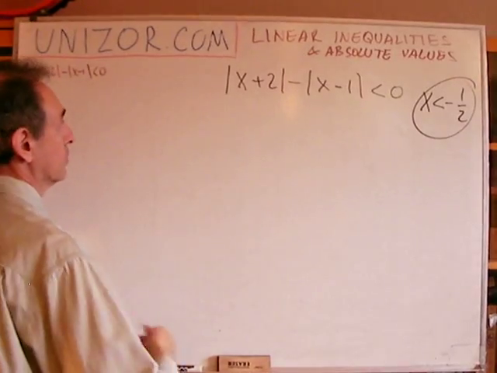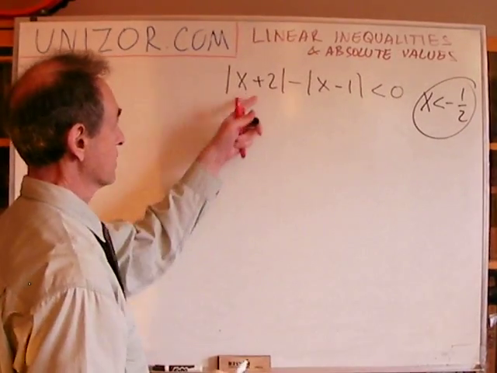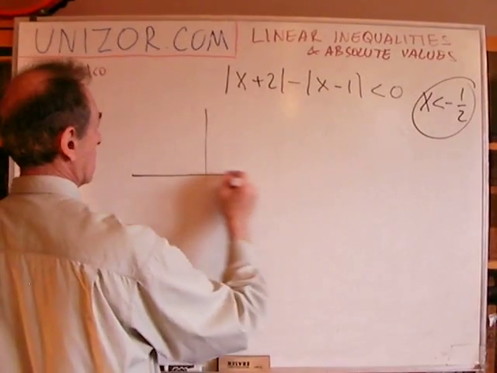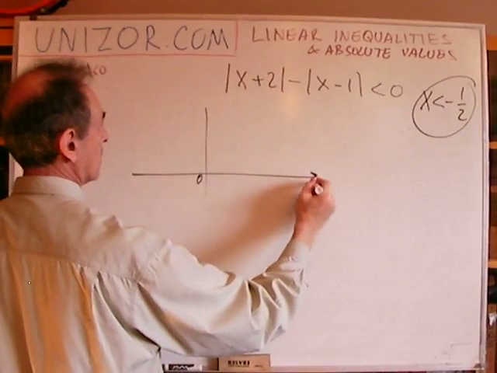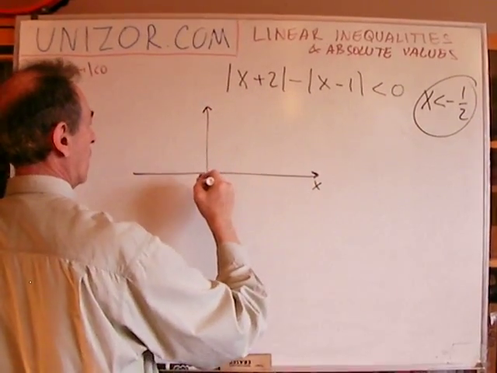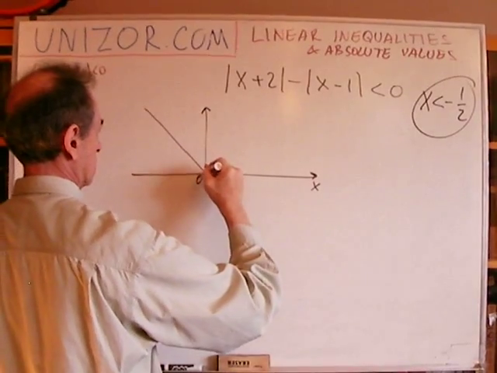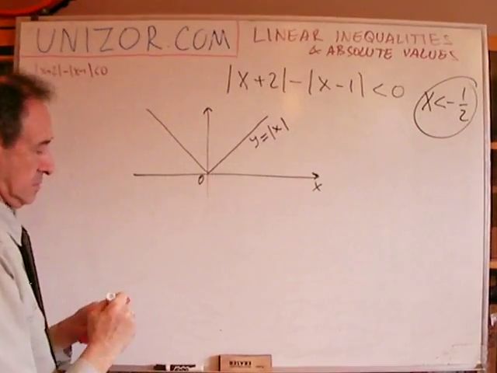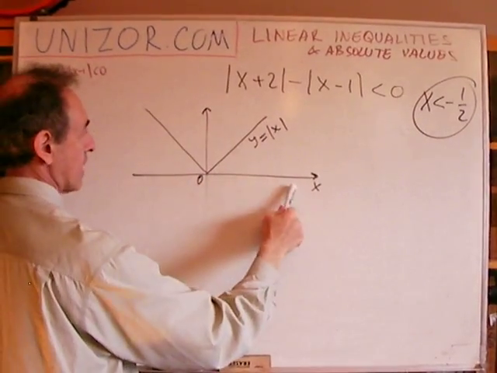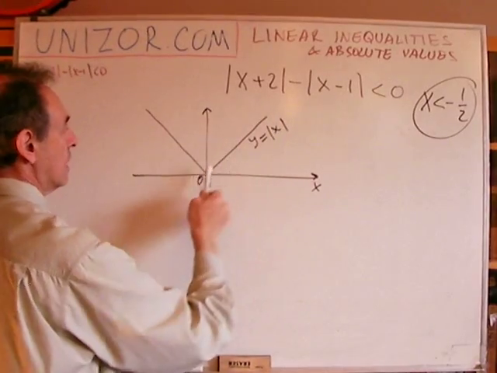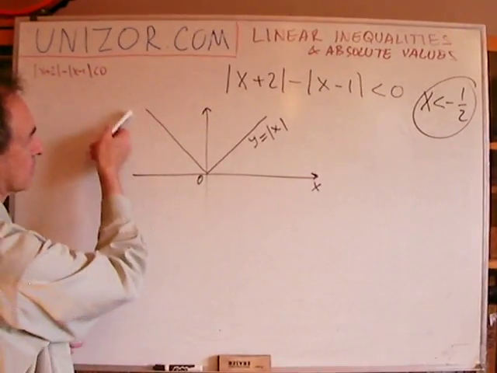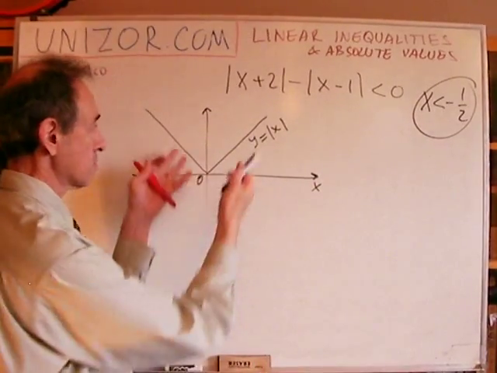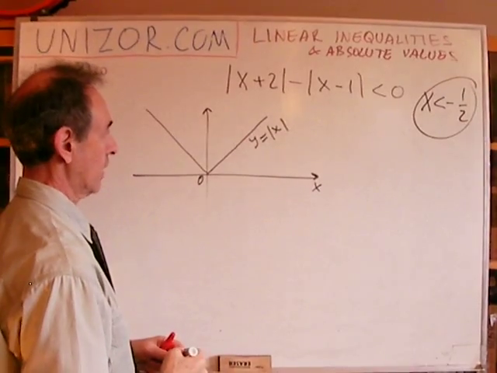So first we have to build the graphs of this and this and then subtract one from another, right? All right, so this would be y equals absolute value of x. Why? Because for positive x, it's supposed to be the same as y equals x. For negative x, it would be the same as y equals minus x. So I just combine these two pieces of two graphs, and that's my graph, y equals absolute value of x.